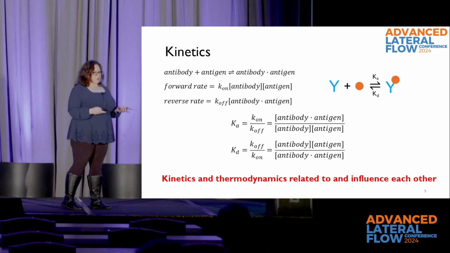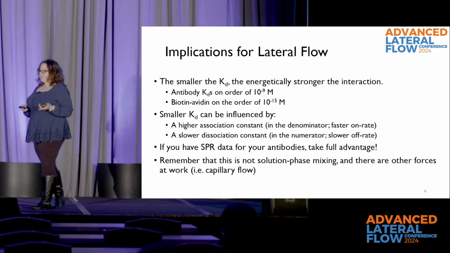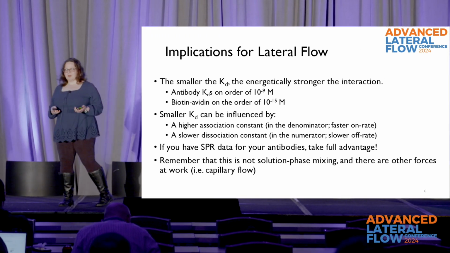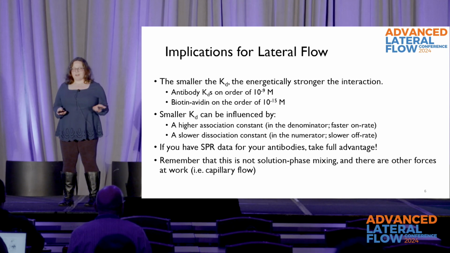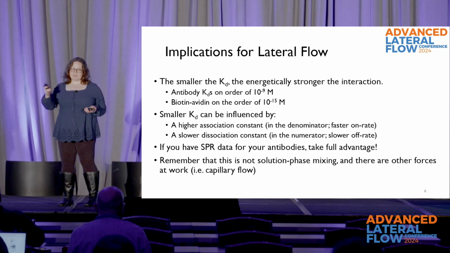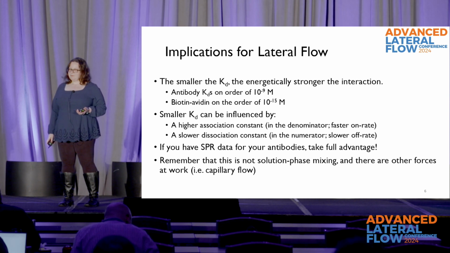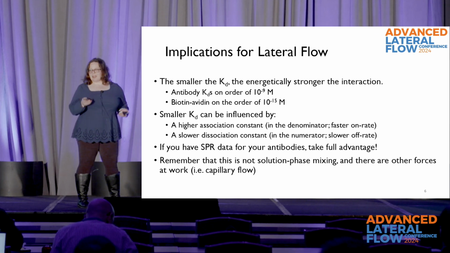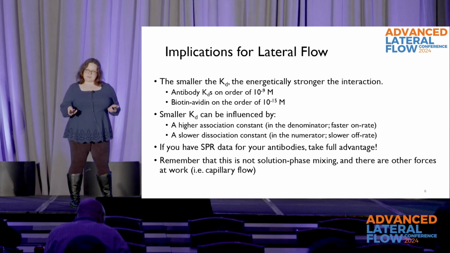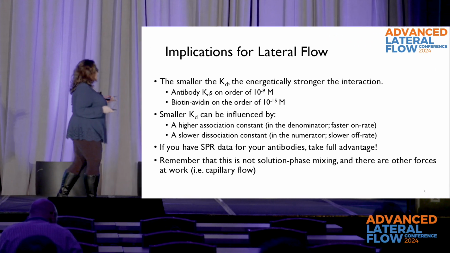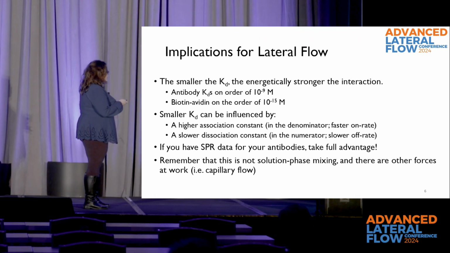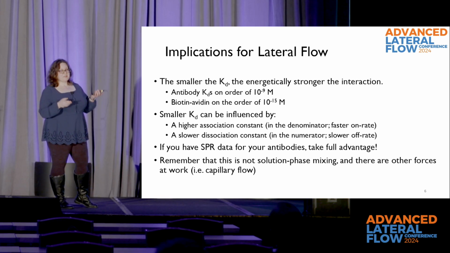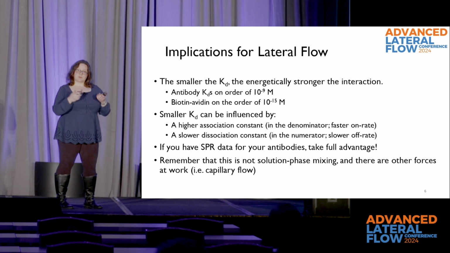Now here's the thing about Kd. We're used to talking about Kd because you want a really low Kd, right? You want a nanomolar, picomolar, femtomolar Kd. How good of a Kd are antibodies usually? Someone just yell it out. I know people know this. You're looking at a micromolar, nanomolar, picomolar Kd. So we want antibody-antigen binding to be really, really tight. Biotin-avidin, which we also use in lateral flow sometimes, is on the order of 10 to the minus 15th molar. So this is a femtomolar Kd. This is super, super, super strong.